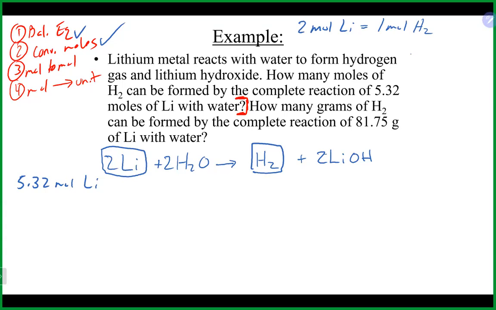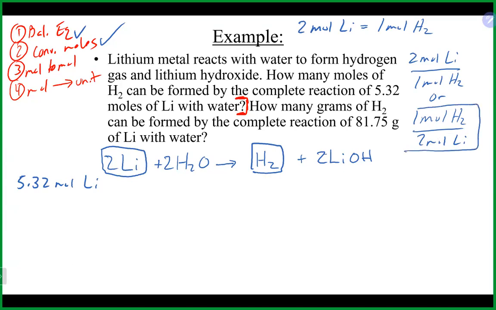We could have 2 moles of lithium over 1 mole of H2, or the other conversion factor is the opposite, 1 mole of H2 over 2 moles of lithium. Any question on how I got the relationship or the conversion factor? At this point, we're going to choose hopefully the correct one here, and we want to get rid of lithium and end up with H2. So opposites will do that. So the bottom conversion factor here is the one that we want to use.